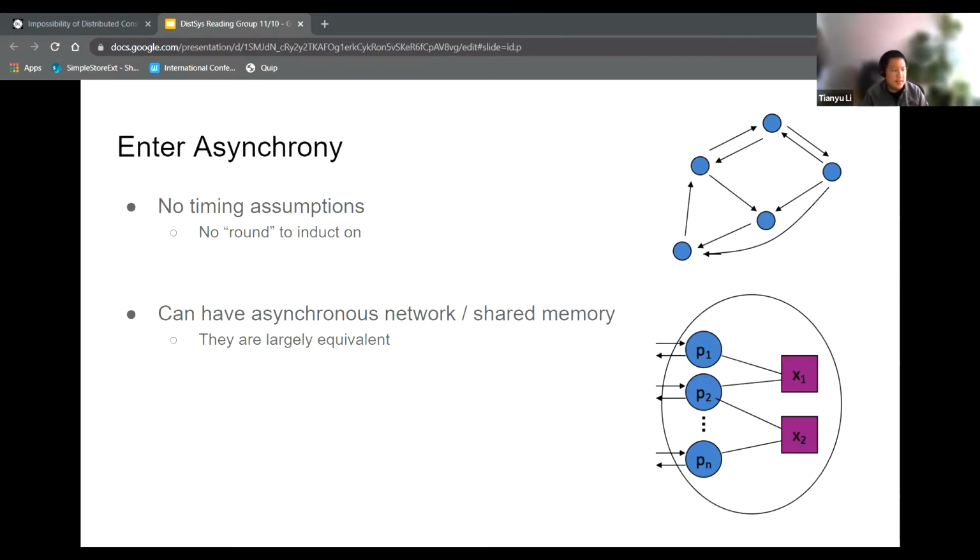And obviously asynchrony applies not just to networks, but also to shared memory. Those turn out to be largely equivalent, but let's not get into too much of that in this talk.